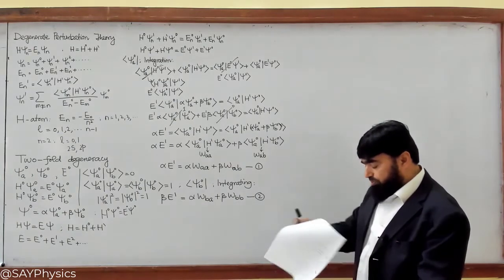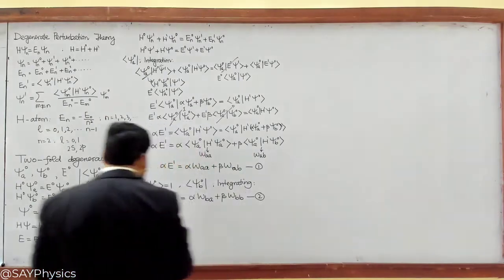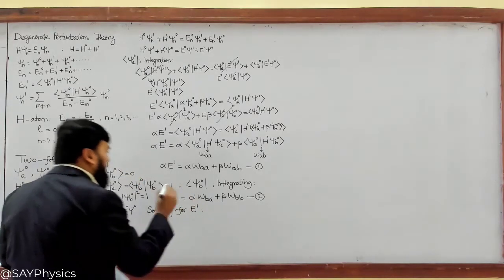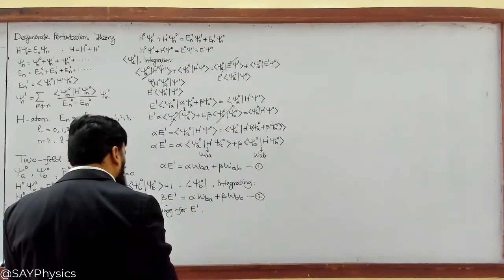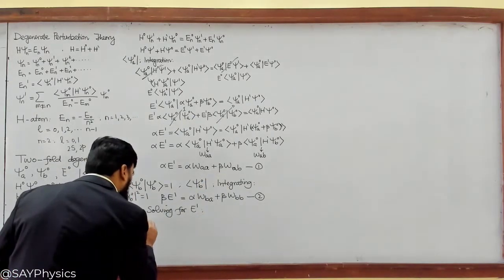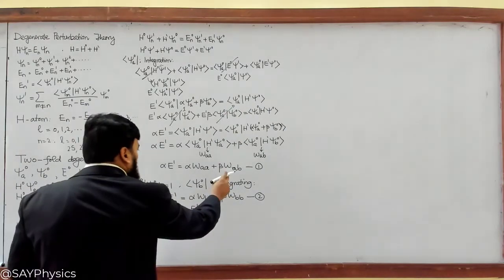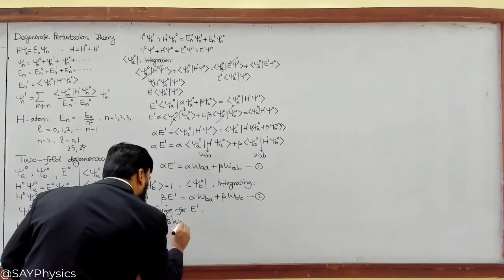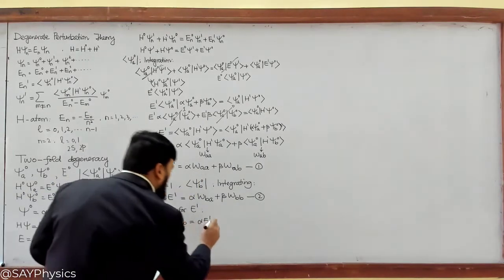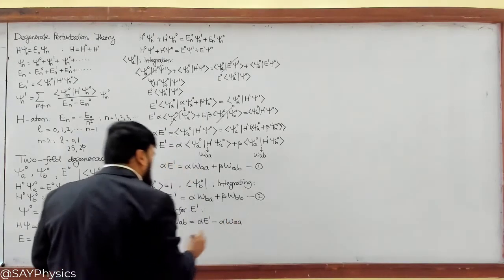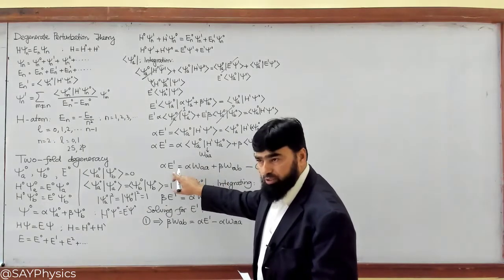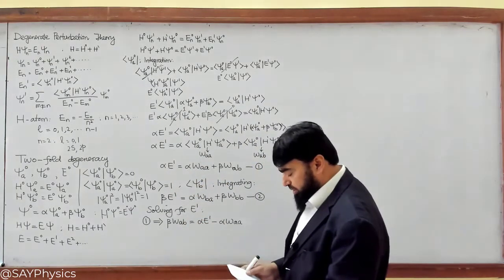So now solving for E1. I will take the value from one equation, let's say equation 1. From this equation I can write that beta times WAB can be written as alpha times E1 minus alpha times WAA. From equation 1 I can write like this, means this I keep here while this I move here. So it is alpha E1 minus alpha WAA.